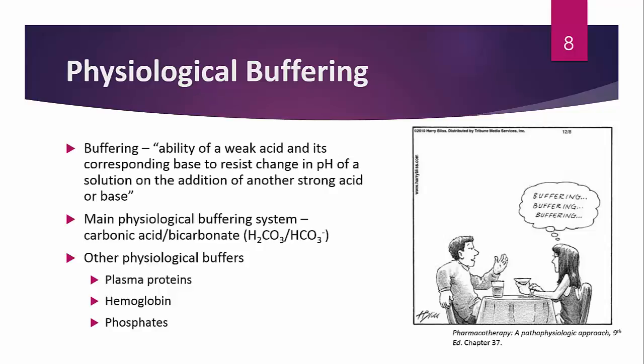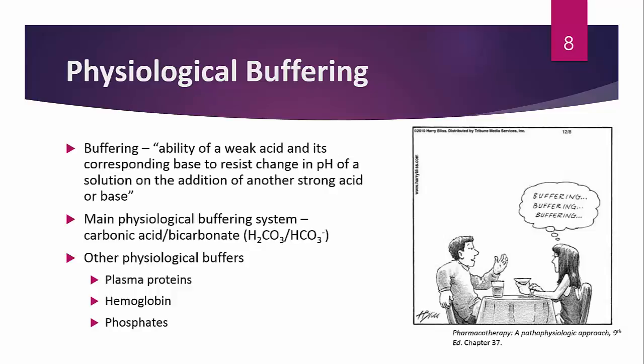So in terms of our body, it does a lot of buffering. Buffering is defined as the ability of a weak acid and its corresponding base to resist change in pH of a solution on the addition of another strong acid or base. So what we'll see in a lot of these acid-base disorders is that there's some kind of addition of an acid or a base, or even a removal of an acid or a base, that will eventually affect a patient's pH level in their blood.